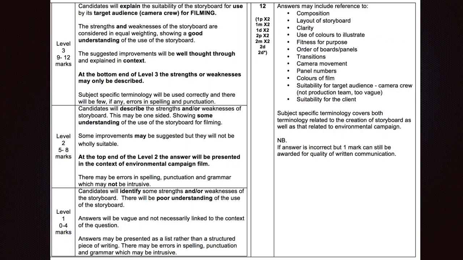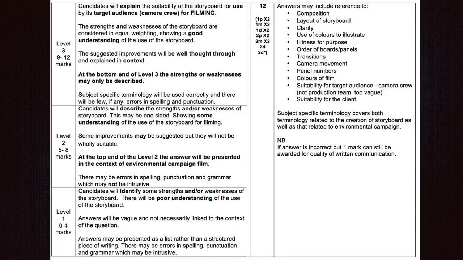Okay, so let's have a quick look through the mark scheme. What you'll notice, it's very similar to the one you've just looked at previously in the example. So answers may include reference to composition, layout of storyboard, clarity, use of colours to illustrate, fitness for purpose, order of boards and panels, transitions, camera movement, panel numbers, colours of film, suitability for target audience, so the camera crew. Try not to say production team as it's too vague, and suitability for the client.